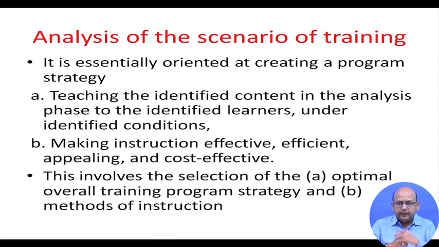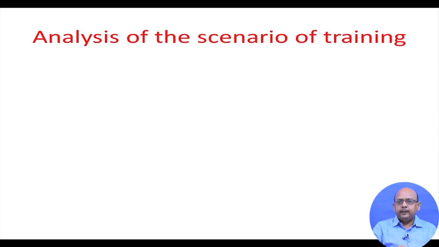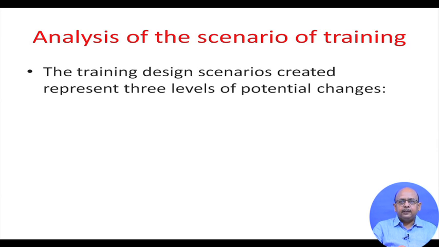Now, this involves what? Identifying a program strategy and also the kind of instruction that is to be used. And when we are talking about training strategy, both identifying the strategy for the program and the instruction method are equally important. Now, if you look at the scenario, we will discuss some very important scenarios. The way things are changing in the environment will have its impact on the training program strategy. Now, there are 3 kinds of changes which are happening.